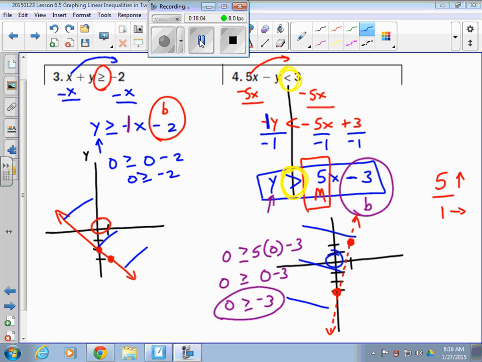It was pointed out a second ago that on my greater than, in the purple writing out here, I said or equal to. It's not, everybody, it's just greater than. But everything else holds true. The line is dashed, and it is greater than, so you're shading towards 0, 0.